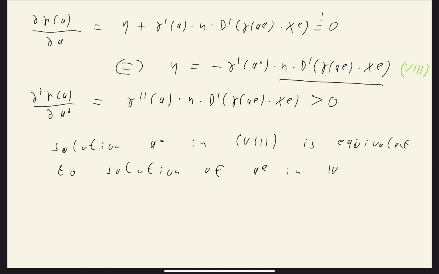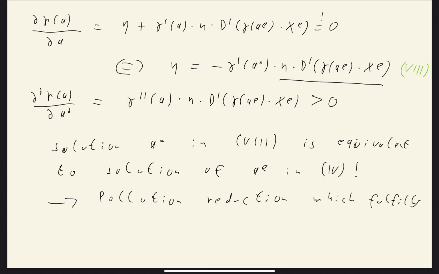In 4, therefore, pollution reduction, which fulfills 8, is socially efficient. So by imposing this tax, we made sure that the firms are choosing pollution reduction, which is socially efficient.